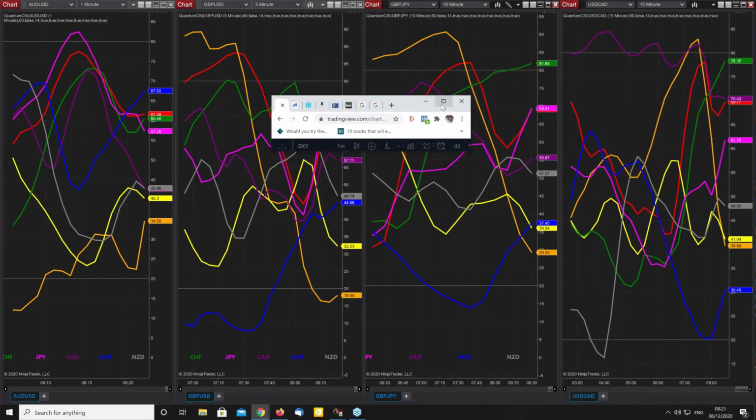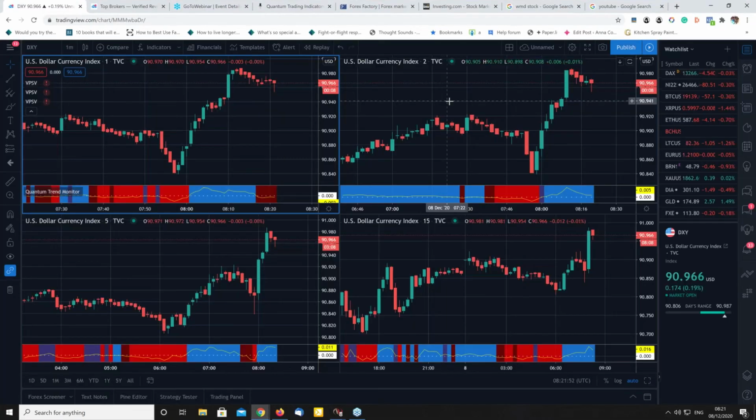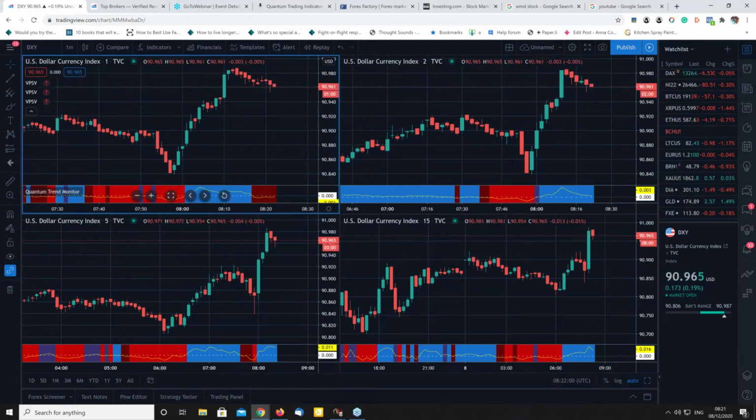This is on TradingView. There we go. This is 1 minute, 2 minute, 5 minute, and 15 minute. And again, you can see what happens at 8 o'clock. There was a general slide lower, and then snap, off we go, and it rockets up. Here we are. This is on the 5 minute. You can see it here.